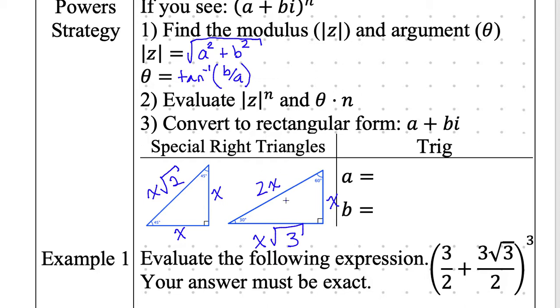And this is your diagram that tells you if I want to go from 2x to x, I need to divide by 2. If I want to go to x root 3, multiply by square root of 3.